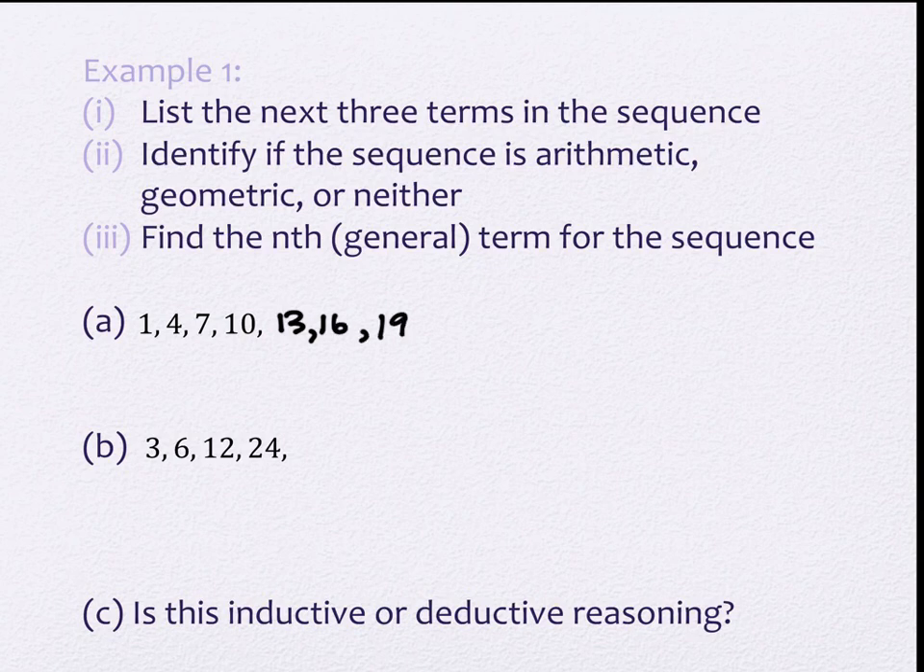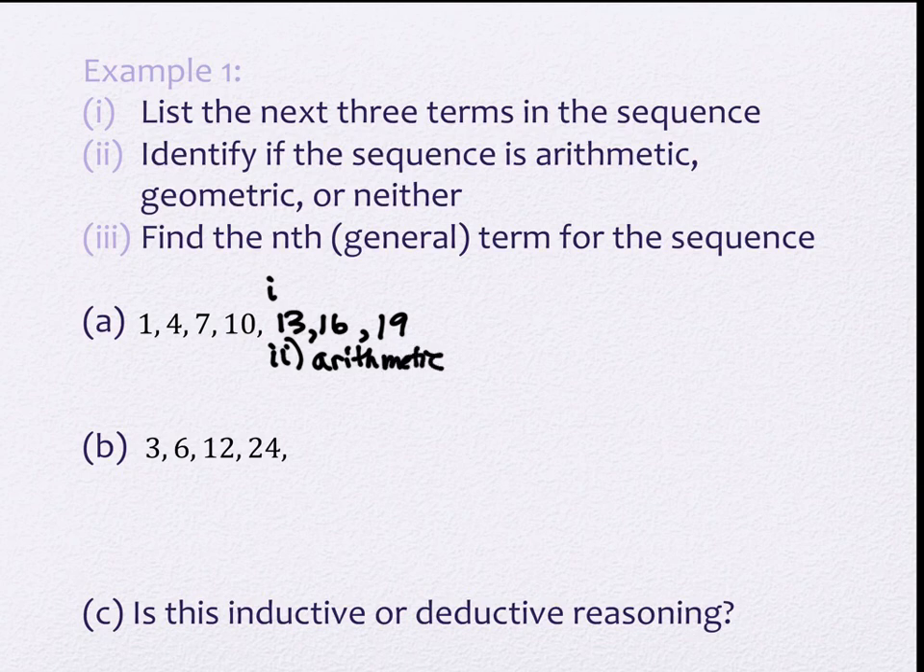Is this arithmetic or geometric? What's the difference again? Okay, arithmetic means you added or subtracted something. We say added, but you can think of it as subtracted. Geometric means you multiplied or divided by something. So which one's this one? This is arithmetic, okay?